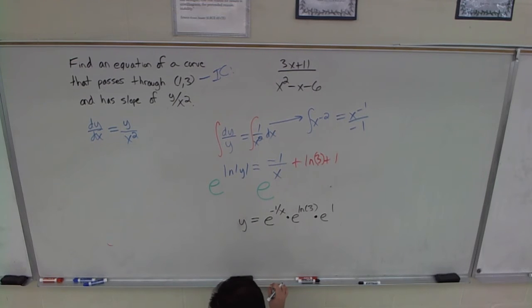But that's 0. Does that make sense? Because those are all just added, right? So that cancels. So we get y equals 3e, because 1 doesn't matter here, does it? So it's 3e, e to the negative 1 over x.